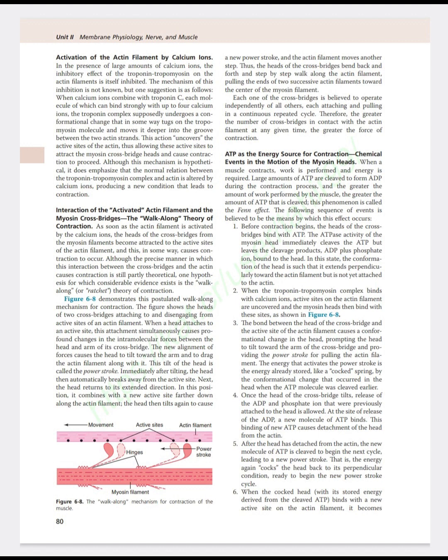Energy source for contraction, the chemical events in the motion of the myosin heads. When a muscle contracts, work is performed and energy is required. Large amounts of ATP are cleaved to form ADP during the contraction process, and the greater the amount of work performed by the muscle, the greater the amount of ATP that is cleaved. This phenomenon is called the Fenn effect. So just highlight till here, the Fenn effect.